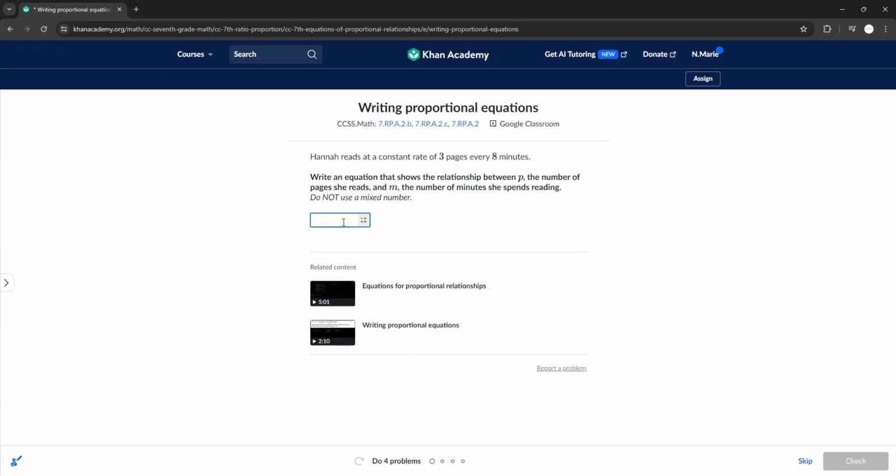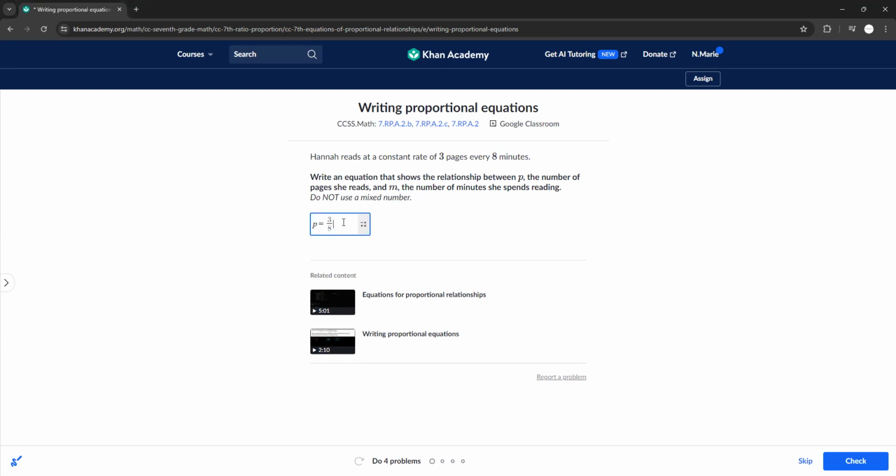So let's see, how many pages does she read per minute? So if I did minutes divided by pages, that would get me 8/3. So she reads 8/3 of a page. Wait, I think I did that backwards. Sorry, she reads 3/8 of a page every minute.